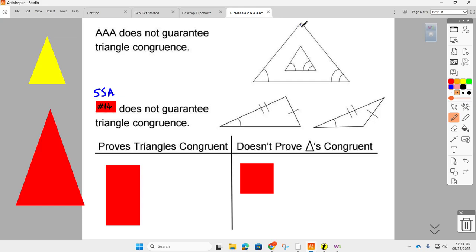So we're looking here. This is a non-included angle between this side and this side. This would be the included angle. The angle that's created by the two congruent sides, that would be the included angle. But that's not the angle they tell us is congruent. All right? Does that make sense, Miles? Does that make sense, Elizabeth?